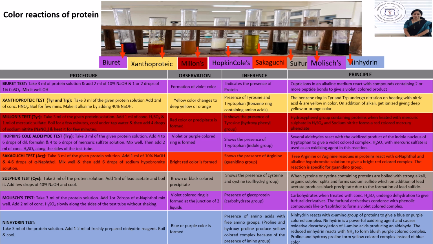Next test is Millon's test. This test is mainly done to identify the presence of tyrosine, and the reacting group is the hydroxyphenyl group, and the observation is formation of red colored precipitate. The hydroxyphenyl group of tyrosine, when heated with mercuric sulfate and sodium nitrite, forms a red colored mercuric phenolate. Tyrosine is a non-essential amino acid synthesized from phenylalanine.